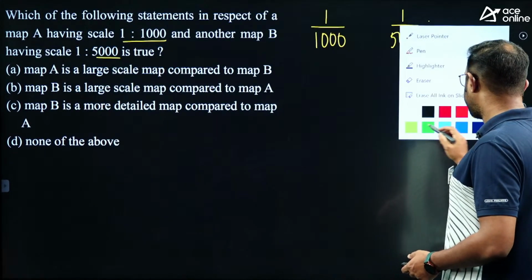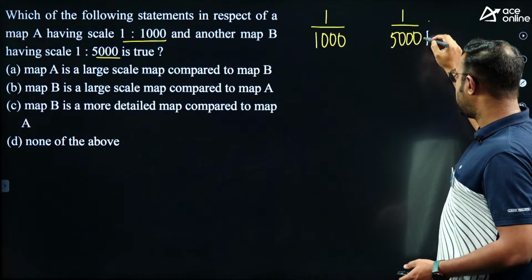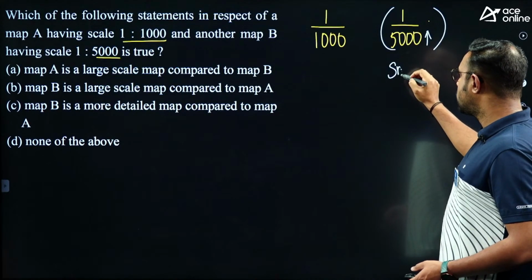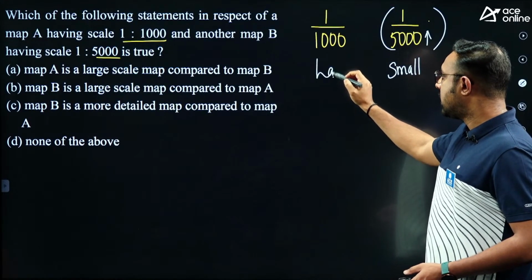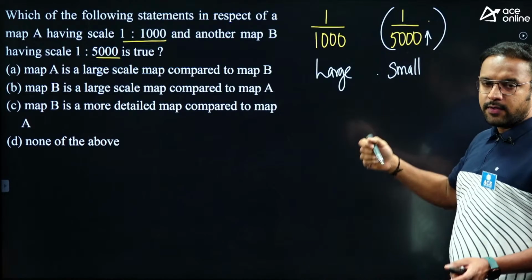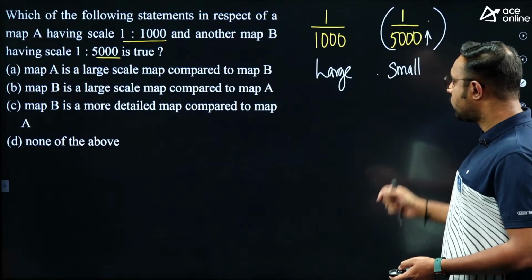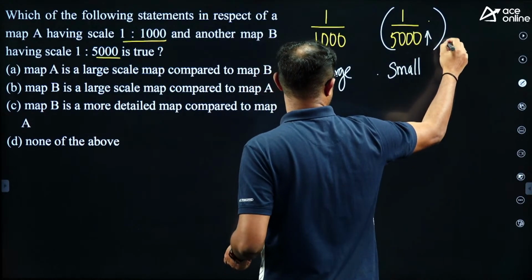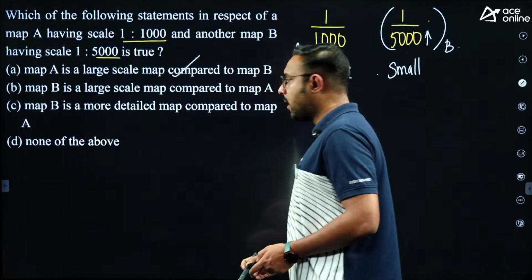Now if you observe here, if the denominator of this particular RF is large, the entire fraction becomes small and this becomes a small scale. Compared to this, this is the large scale and this becomes the small scale, because as the denominator of the RF is larger, the fraction becomes a small fraction and the scale will be called a small scale. So who is the small scale here? Our map B is a small scale and map A is a large scale. So A is a large scale map compared to B.